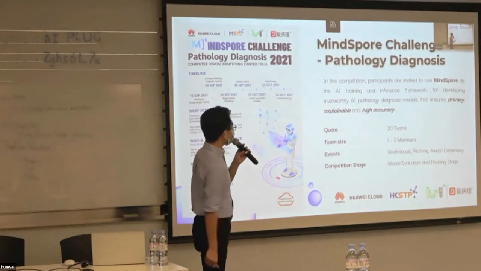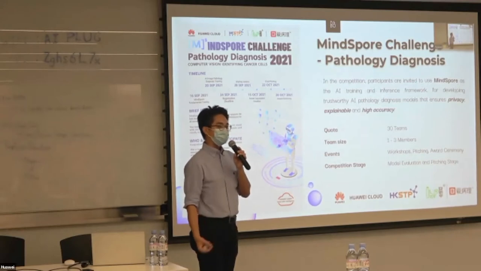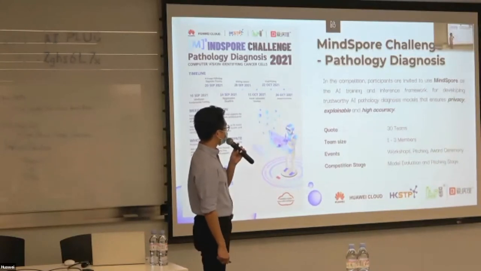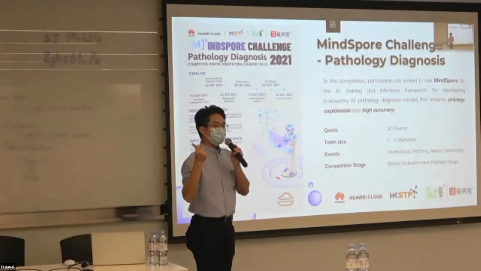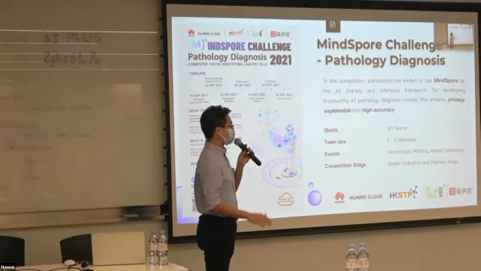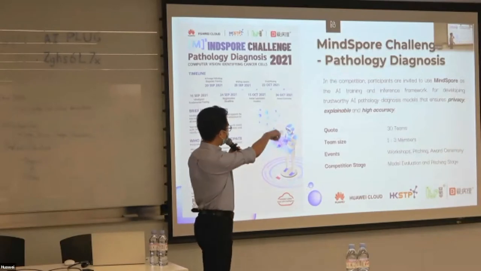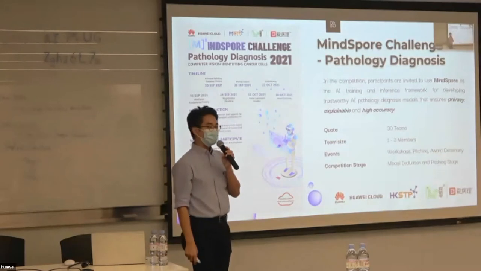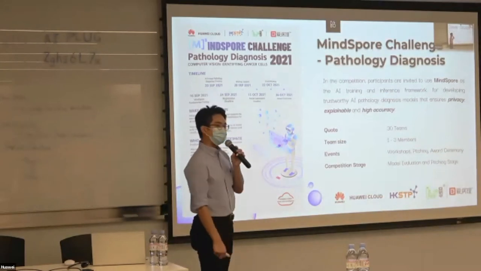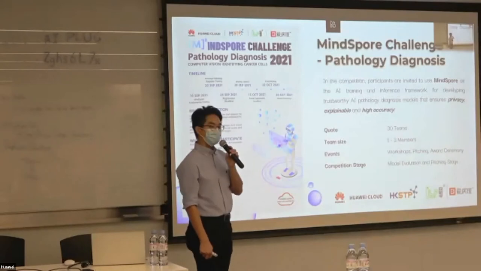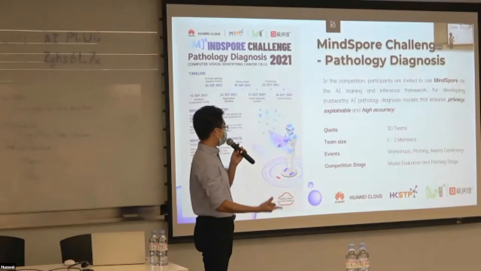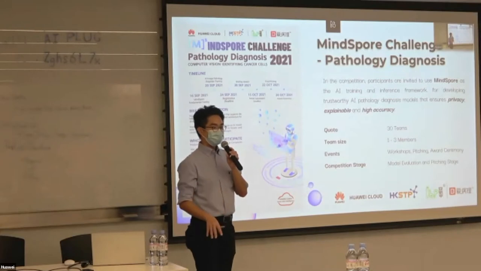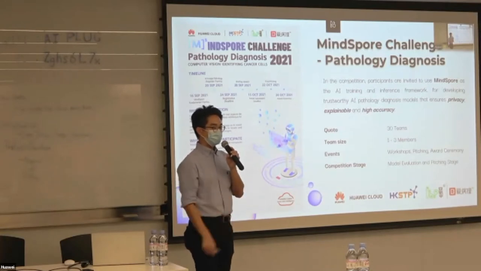Now in our competition, you are invited to use Huawei MindSpore to develop your own AI model, a trustworthy AI pathology diagnosis model for identifying cancer cells. It helps ensure privacy, explainability, and a high-accuracy model. We have 30 teams joining, and each team has 1 to 3 members. We have trainings, pitchings, and an award ceremony. Of course, the most important part is your time to work on Huawei Cloud using MindSpore to develop and train your own AI model.